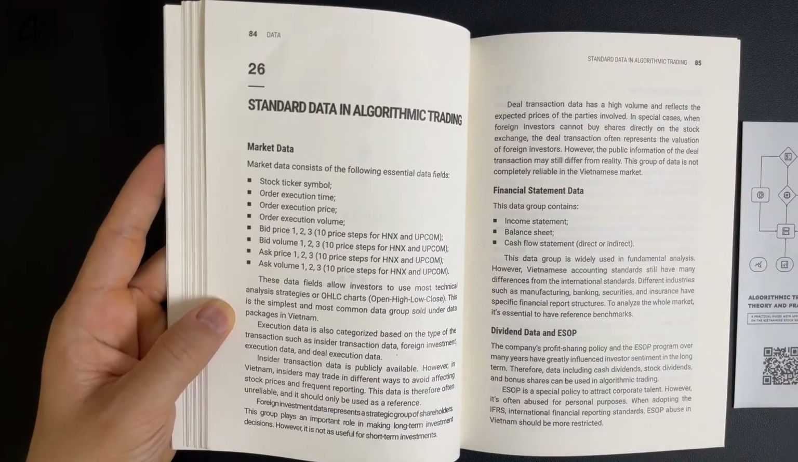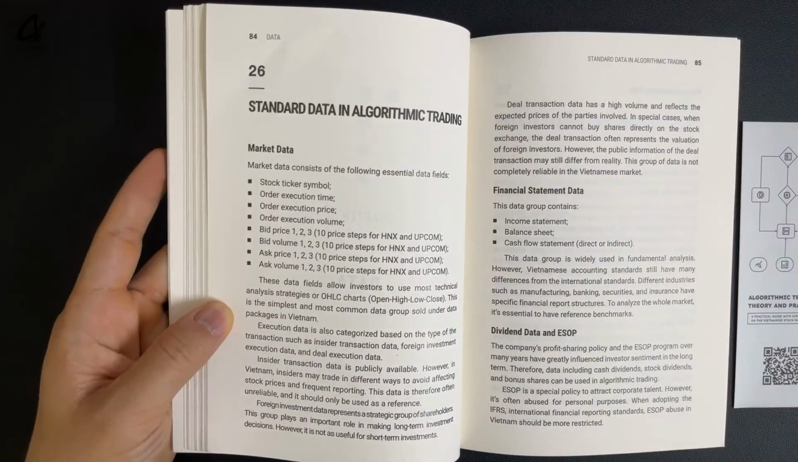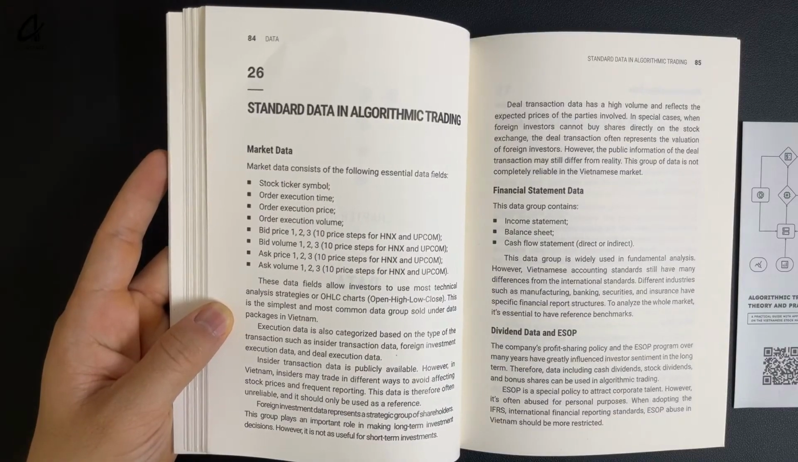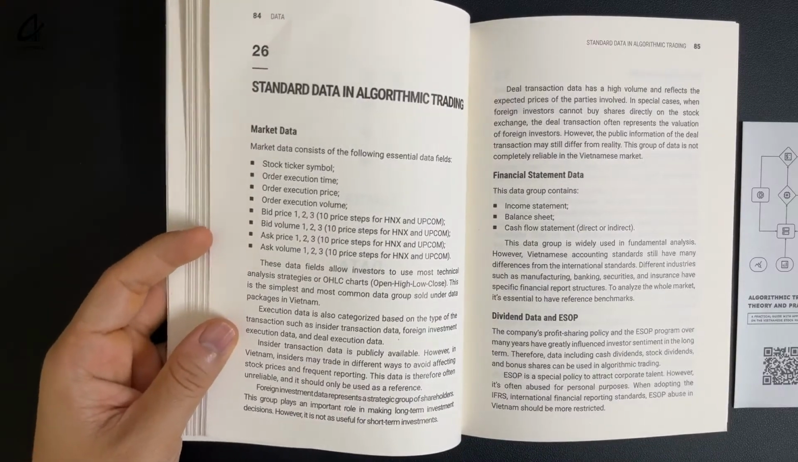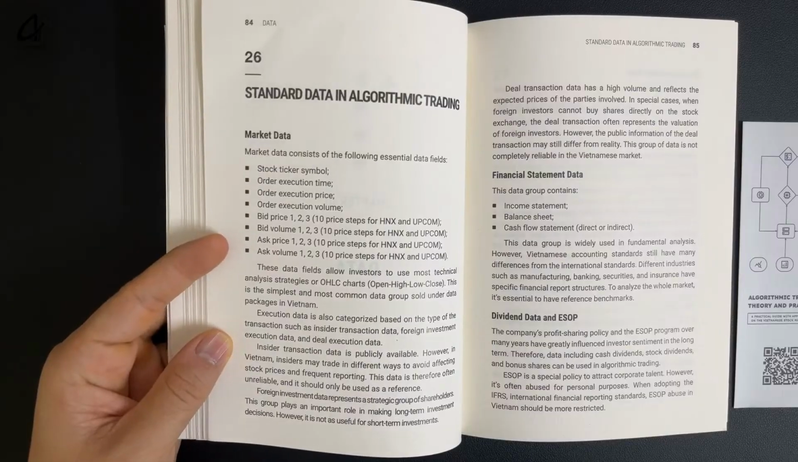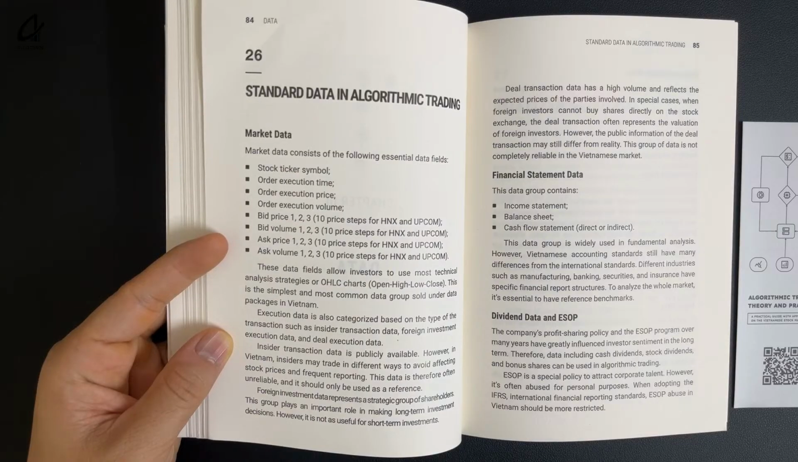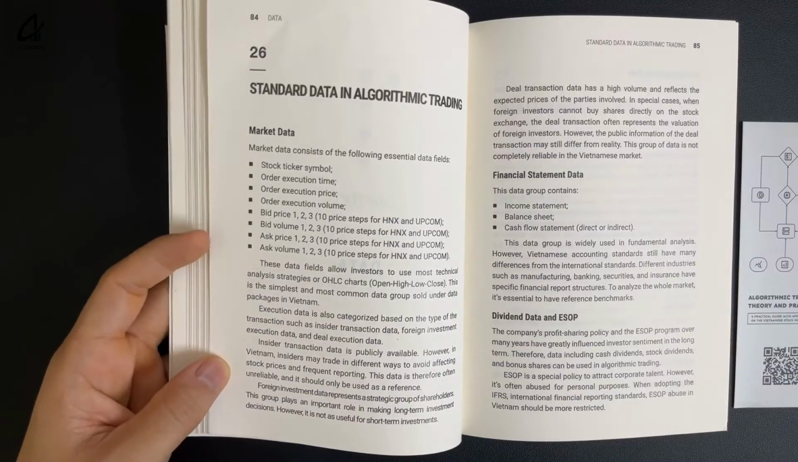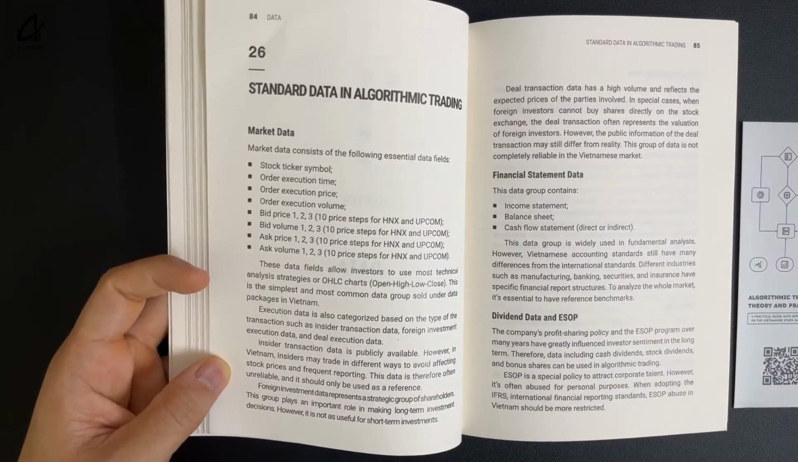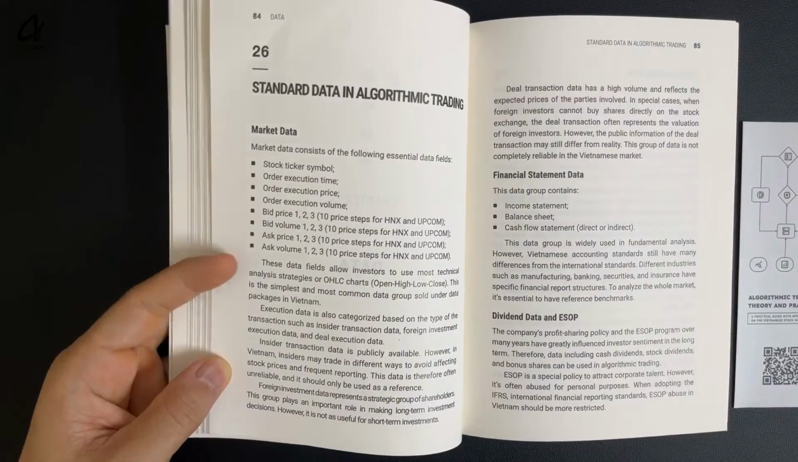Execution data is also categorized based on the type of transactions, such as insider transaction data, foreign investment execution data, and deal execution data. Insider transaction data is publicly available. However, in Vietnam, insiders may trade in different ways to avoid affecting stock prices and frequent reporting. This data is therefore often unreliable, and it should only be used as a reference.